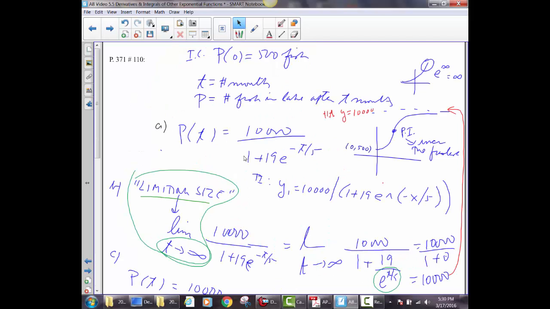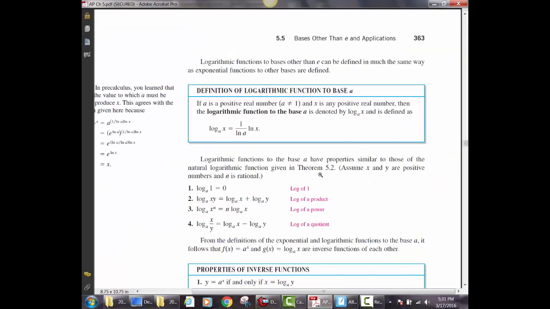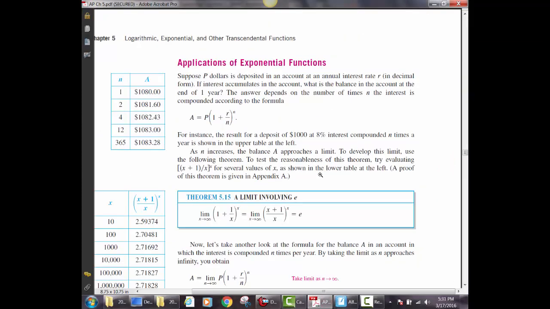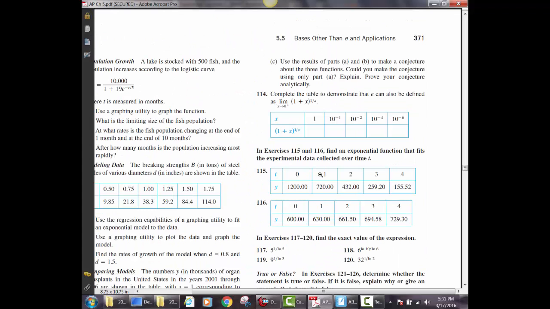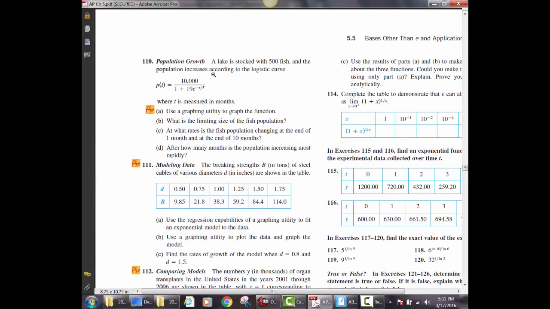All right, I believe this is the last question. I want you to see this question out of the textbook. This is number 110. Okay, so here's number 110, population growth. A lake is stocked with 500 fish and the population increases according to the logistic curve.